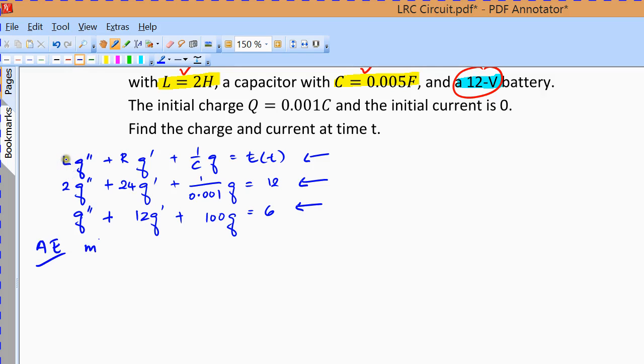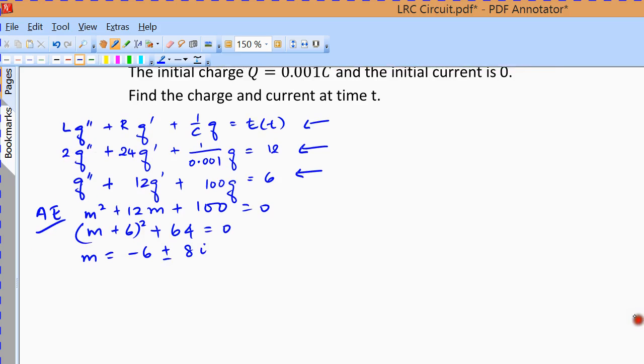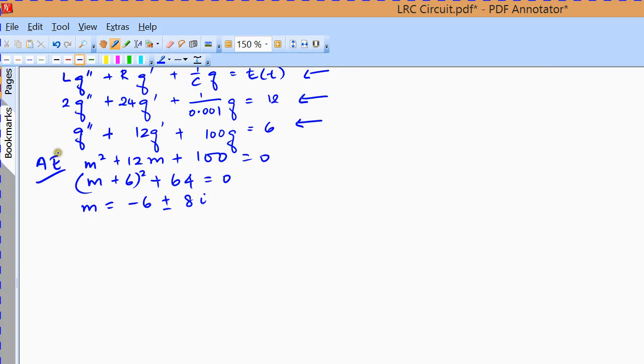the auxiliary equation m squared plus 12m plus 100 equals 0, (m plus 6) squared plus 64 is 0 by completing the square, and m is minus 6 plus or minus 8i, and so you get Q_C is e to the power minus 6t (C1 cos 8t plus C2 sin 8t).